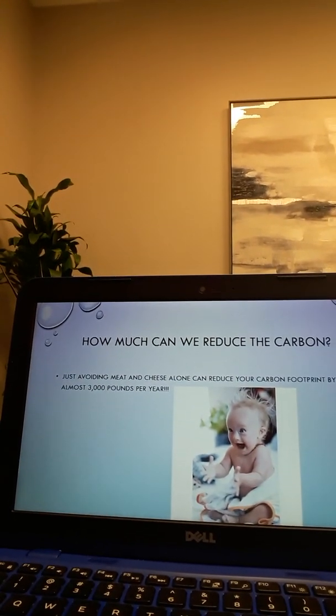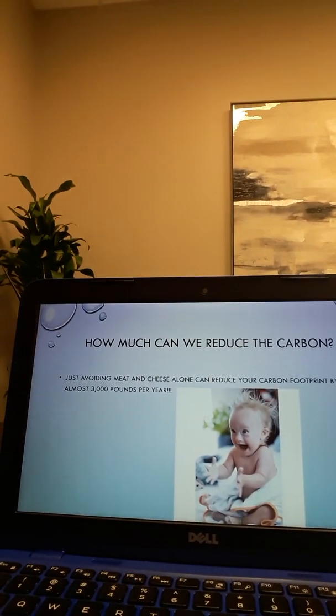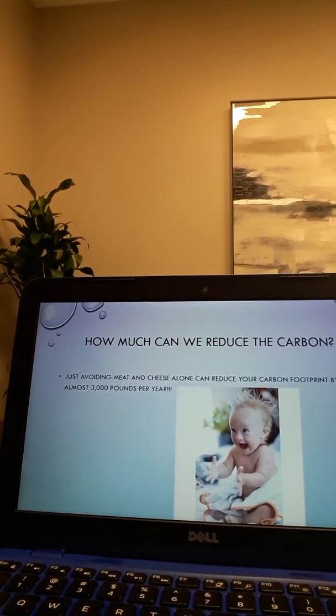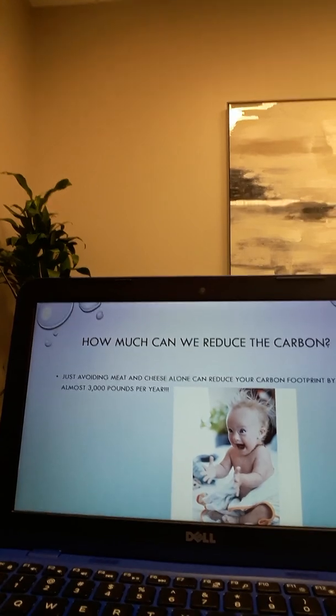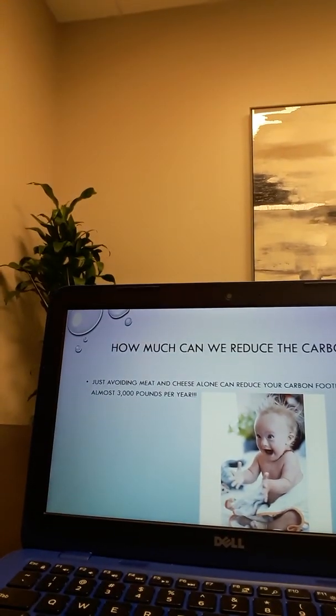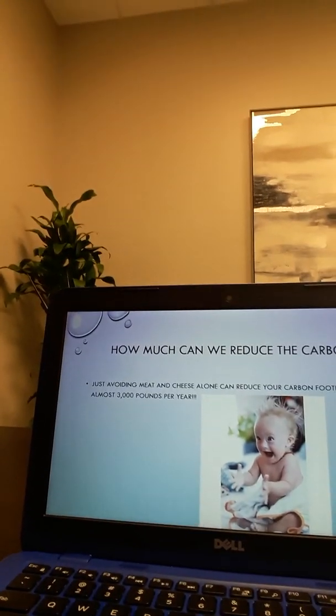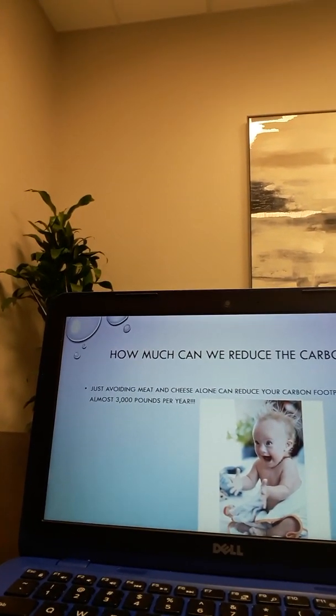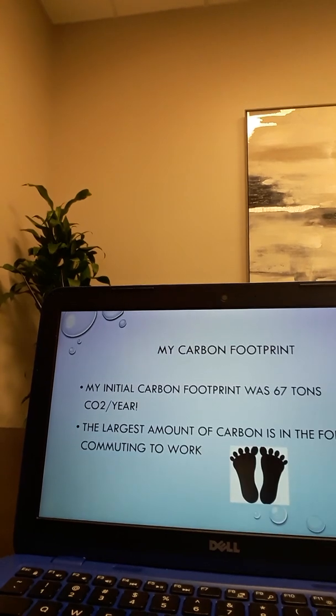How much can we reduce the carbon? Well, just avoiding the meat and the cheese alone, you can reduce your carbon footprint individually by almost 3,000 pounds per year. I found that pretty astounding. Not to mention the other ways that you can reduce your carbon footprint. So that's definitely a start just by reducing that consumption.